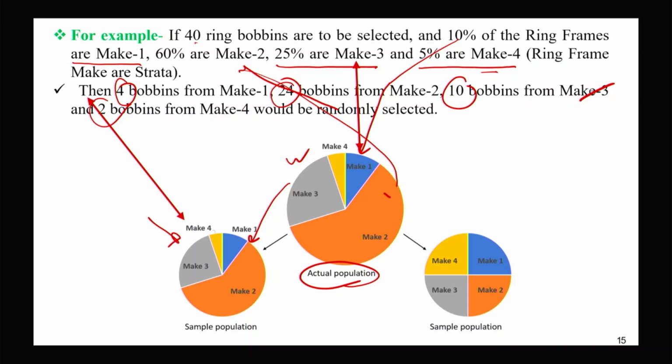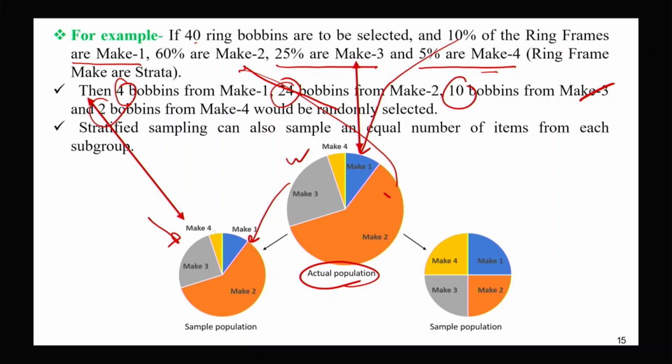Another approach is there. We can take an equal number from every strata, even if the number of ring frames is less, so equal proportion. We can also sample an equal number of items from each subgroup. Okay, so this is the stratified sampling.